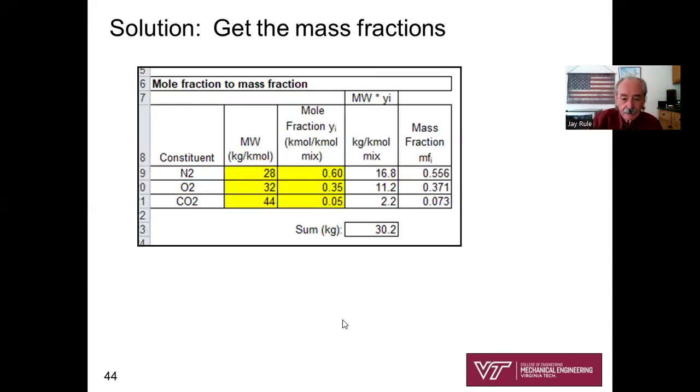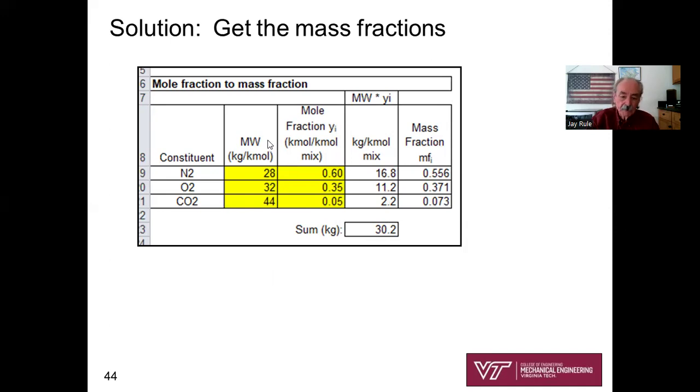Okay, now let's do the calculator work. Let's get the mass fractions. This is a reprise of an example problem, I can't remember if it was 1 or 2. Given the mole fraction, find the mass fraction. So I'm going to write down my molecular weights, then my mole fractions, and multiply those two together. Okay, there's the numbers. I add these up to get 30.2, and my mass fractions fall right out.